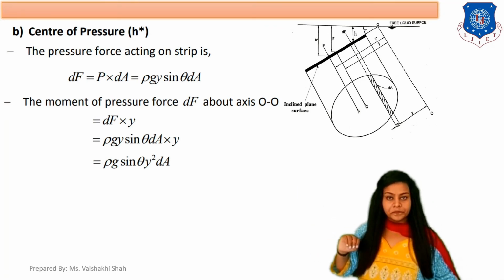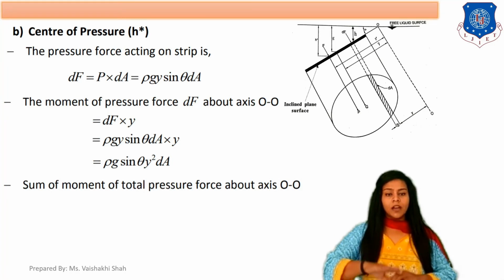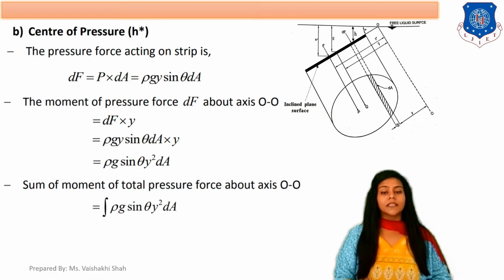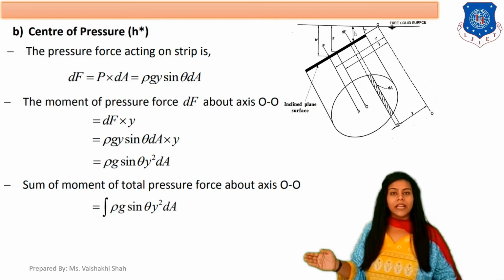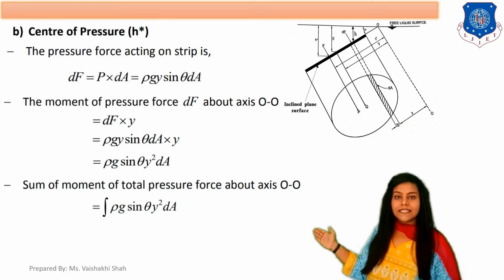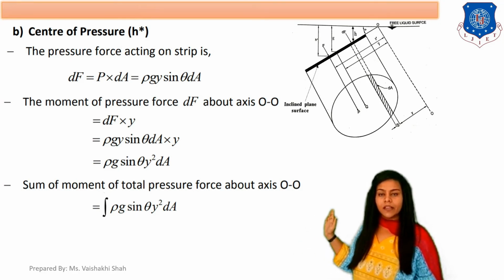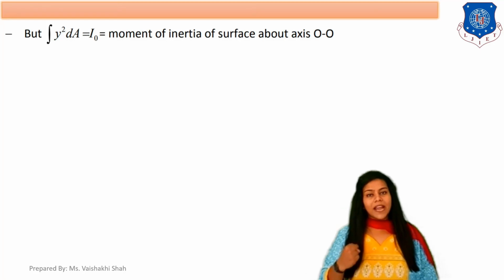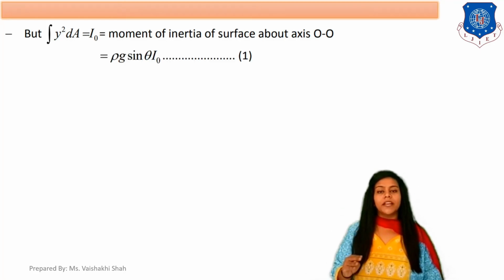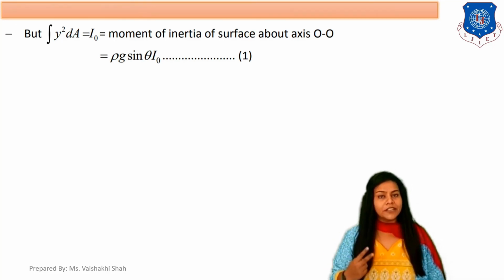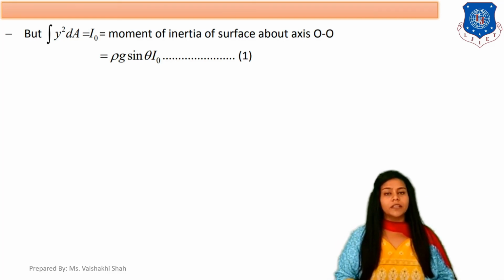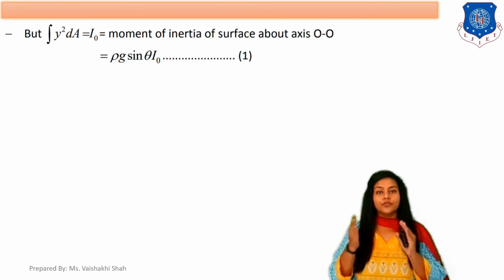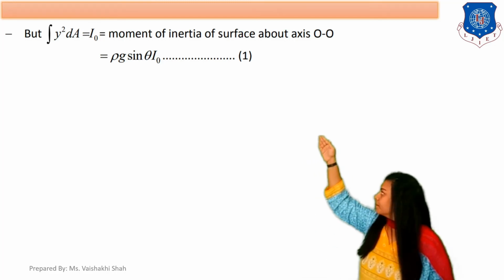Now the summation of the moment of pressure force about the OO axis. To find the summation of the moments, you have to take the integration. So integrating rho g sin theta y square into dA. Here, y square into dA is the second moment of inertia, and you can replace it by I0, the second moment of inertia about the OO axis. So rho g sin theta I0. This is your equation number 1.